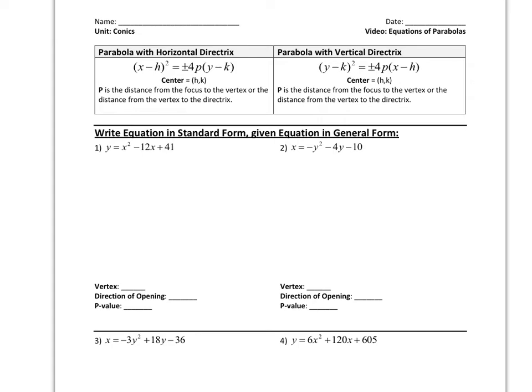Hi everyone, in today's lesson we're going to talk about how to write the equations of parabolas. Just remember a parabola with a horizontal directrix has (x - h)^2 = ±4p(y - k), and a parabola with a vertical directrix has (y - k)^2 = ±4p(x - h).